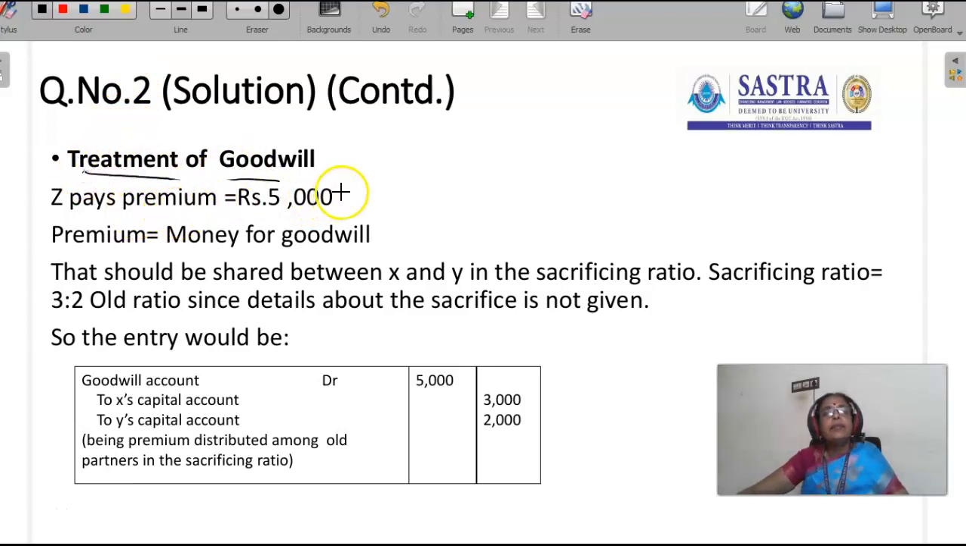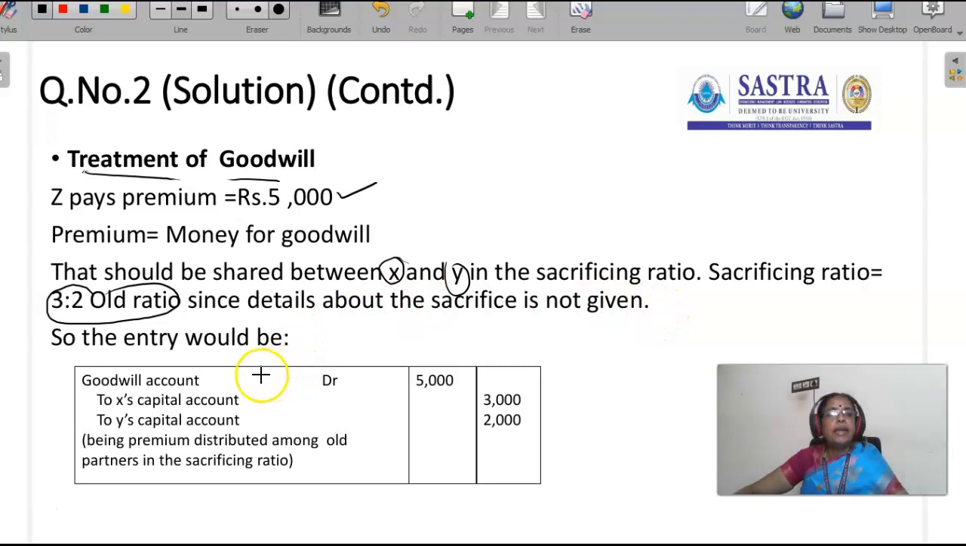The next one is treatment of goodwill. Z pays a premium of 5,000 rupees. The premium is meant for the goodwill. The sacrifice which is made by the partners towards the admission of the new partner is considered here. In return, the new partner brings a premium. That should be shared between the old partners, X and Y, in the sacrificing ratio. Here the sacrificing ratio is the old ratio because the details about the sacrifice are not given.